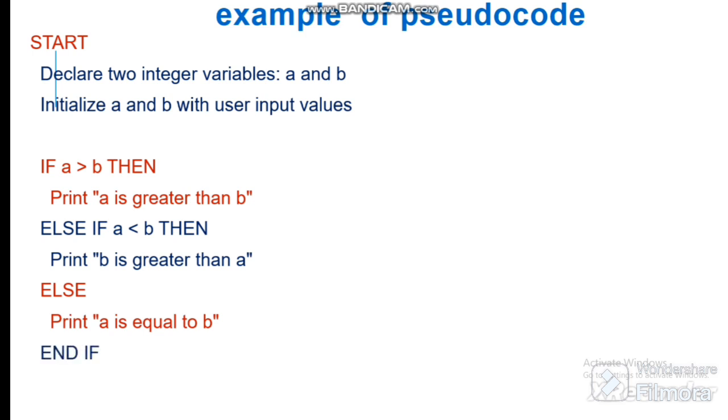Simple. I am taking two variables declared as integers and assigning the values for A and B. If A is greater than B, print A is greater than B. Else if A is less than B, then automatically B is greater than A. If the above two conditions fail, then A is equal to B only. So this is a pseudocode. Here I need not follow any strict rules and regulations of syntax.